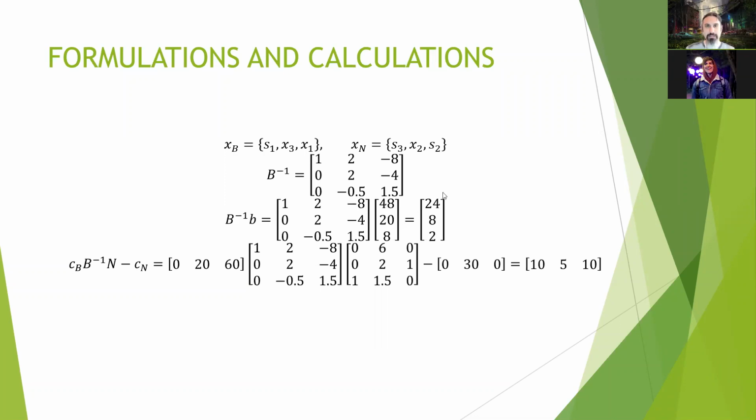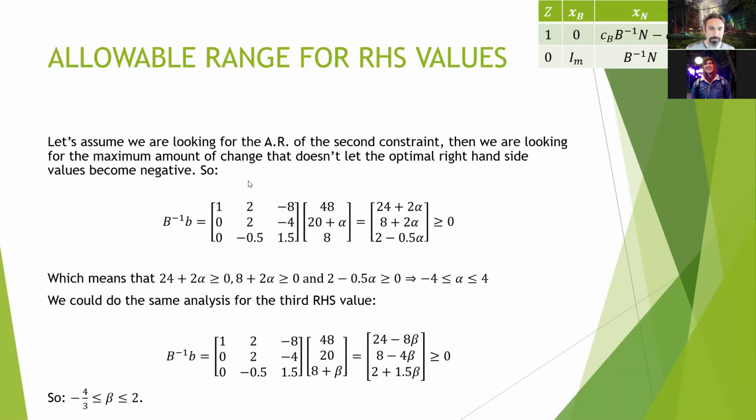And from these alphas, I would say, okay, I know that the right-hand sides cannot be negative, so any alpha value I find here cannot make these values negative. So I have to find the ranges accordingly, and I will just calculate accordingly. For example, it starts with 20 anyway, so it says 20 plus alpha. Now, when you make the operation of multiplication, you get these values: 24 plus 2 alpha, 8 plus 2 alpha, 2 minus 0.5 alpha.